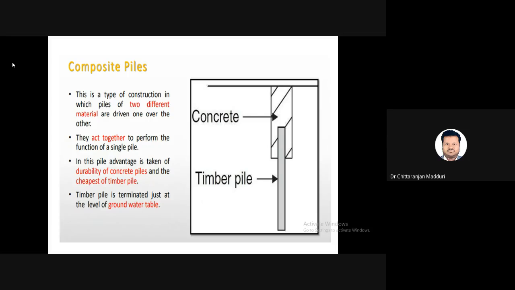So composite piles means the pile is made up of more than one material. So this is a type of construction in which piles of two different materials are driven one over the other. They act together to perform the function of a single pile. So in this pile, advantage is taken of the durability of concrete piles and the cheapness of timber pile. So the timber pile is terminated just at the level of the groundwater table. Then the concrete pile is extended to the required depth.